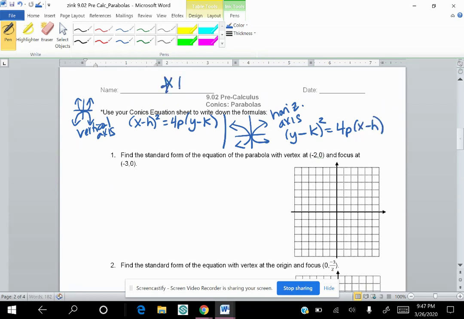And something to remember again, that p is the distance from the vertex to your focus.